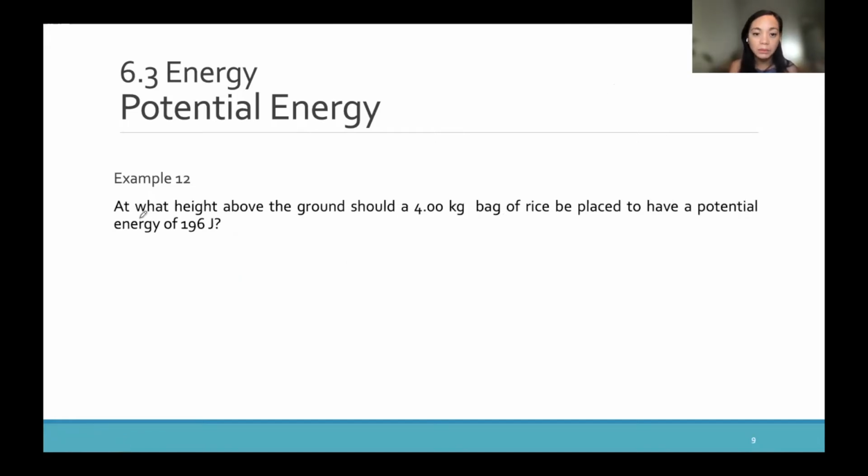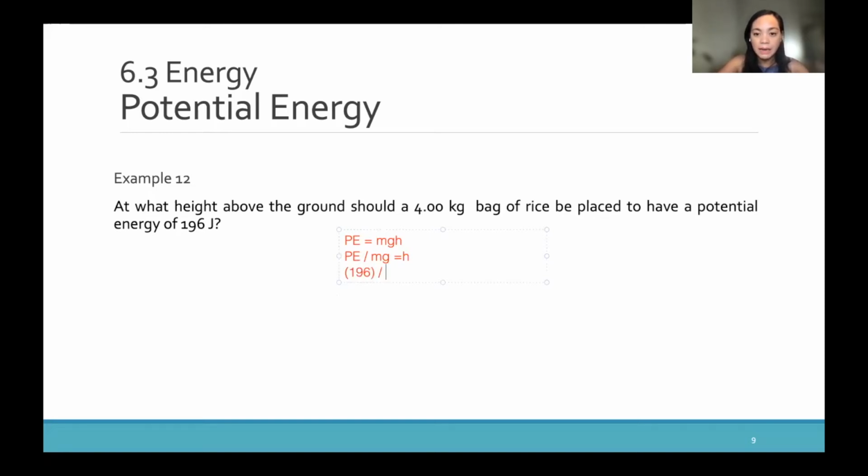At what height above the ground should a 4 kilogram bag of rice be placed to have a potential energy of 196? Now, this is more of algebraic, and we know that potential energy is mass, gravity, height. And then I want to know the height, h. So P divided by mg is equal to the height. So 196, I'll just put a parenthesis, 196.